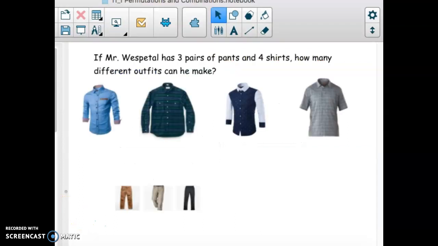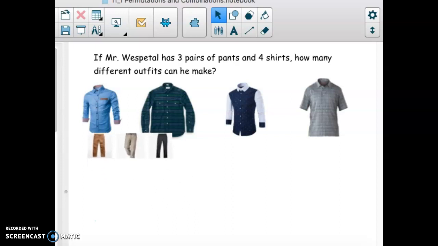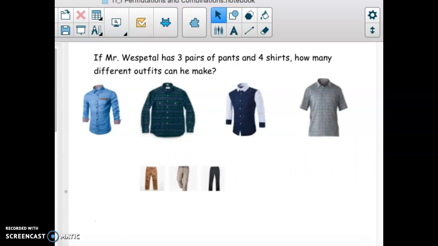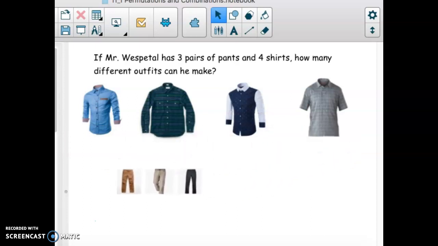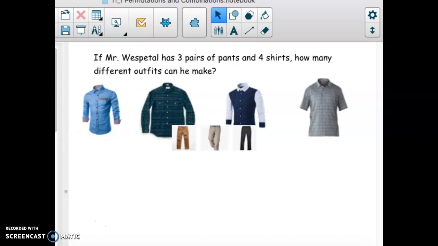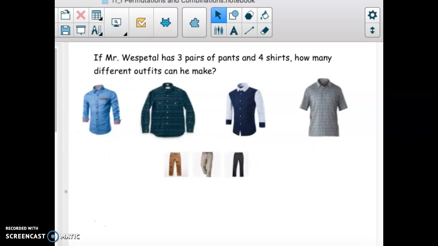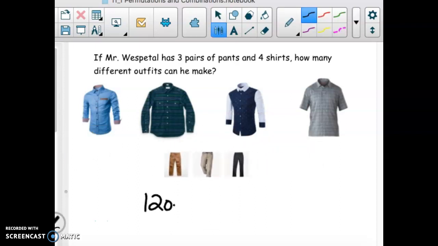All right. So for example, if Mr. Westphal has only 3 pairs of pants, but 4 shirts, how many different outfits can he make? You can move them around and say, okay, well, it could be pants number 1, with shirt options 1, 2, 3, 4. But then what if we pick the other pair of pants? Then we've got 5, 6, 7, 8 options. And then if we pick the third pair of pants, you've got 9, 10, 11, 12 options. So we end up at 12 options.